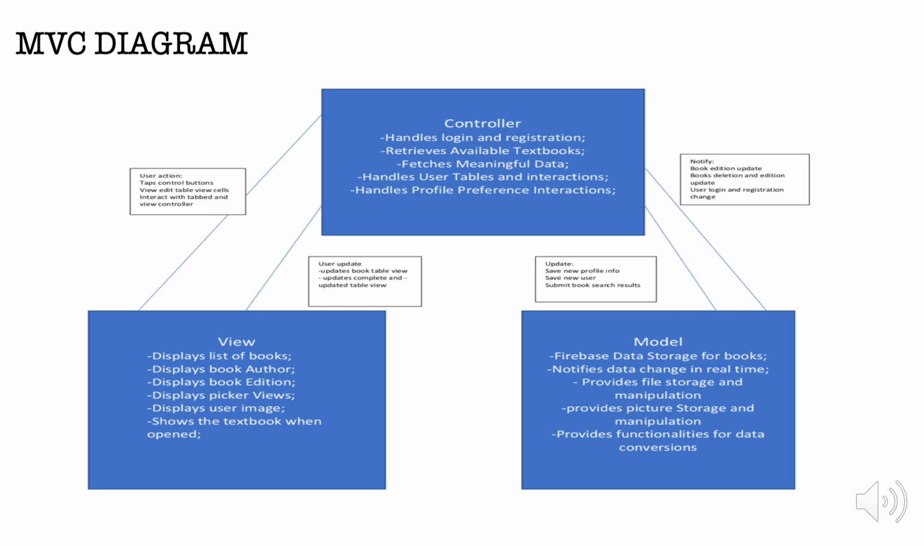The interaction between the controller and the view is tap control buttons, view edit tables, view cells, interact with tab and view controller, update user, books, table view, and update and complete enable table view. Okay, that's probably it for the MVC diagram.